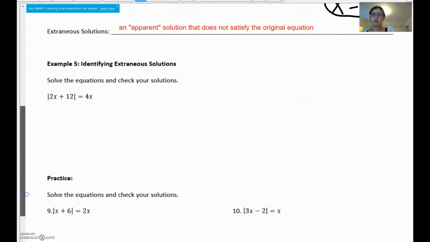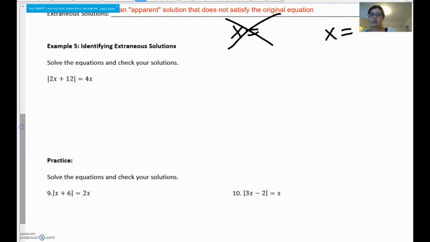Now, just how we learned about infinite solutions before, we're going to learn about extraneous solutions. Extraneous solutions have an apparent solution and it does not satisfy the original equation. So that just means after you do all of this work to get your two statements, one of them you're going to plug it in and it's not going to give you the right answer. So it's just putting in a little work and then checking to see if it's right.